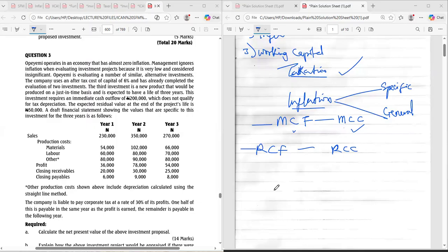All right. If there's no question, the question that you need to ask me now is: how do you know if your question was given to you by ICAN in money cash flow? And how do you know if it was given to you in real cash flow? Because we must be able to identify that. When ICAN begins to use the words today, now, current, what does that mean? They are referring to real cash flow or real cost of capital.